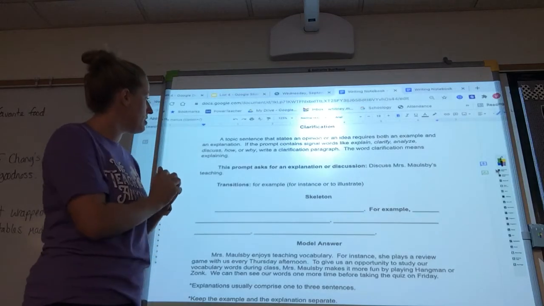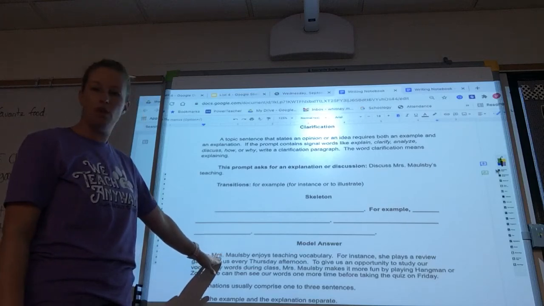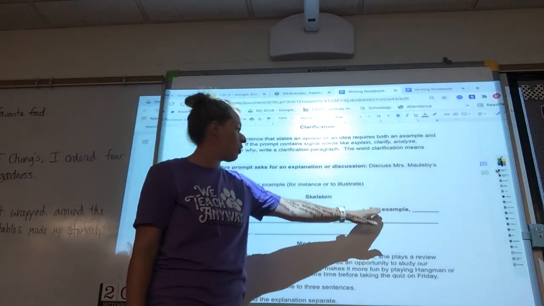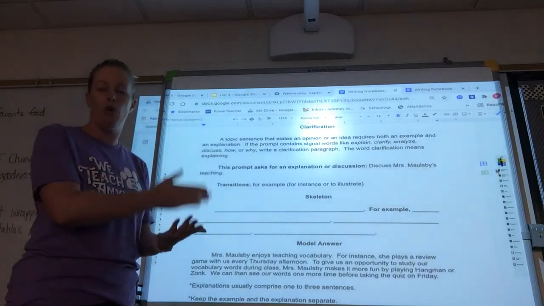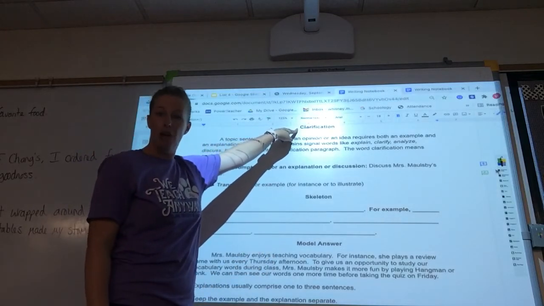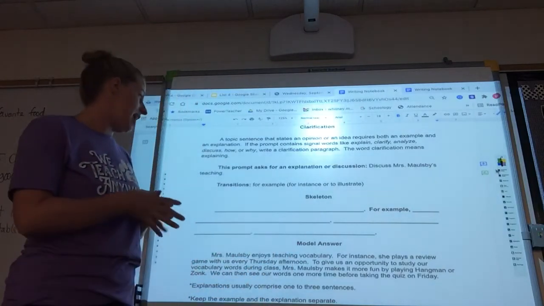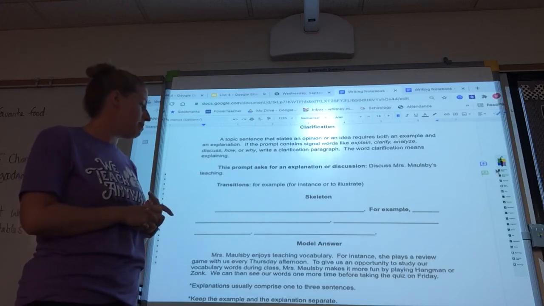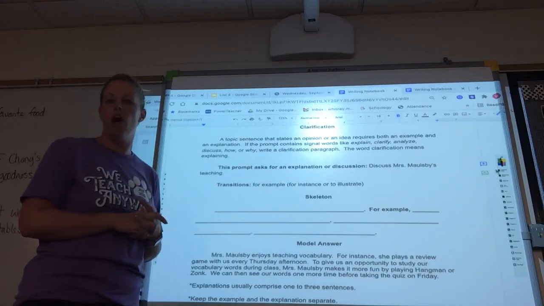So we're going to review one more time. Skeleton for a topic sentence: Mrs. Malsby enjoys teaching vocabulary. That is covering our prompt, our topic. Then we're going to have a transition word with an example. For instance, she plays a review game with us every Thursday afternoon. Period. We're going to end our example. Then we move on in this type of paragraph to an explanation. 3 sentences are possible. You only need 1. Here I chose to add 2. To give us an opportunity to study our vocabulary words during class, Mrs. Malsby makes it more fun by playing Hangman or Zonk. We can then see our words one more time before taking the quiz on Friday.